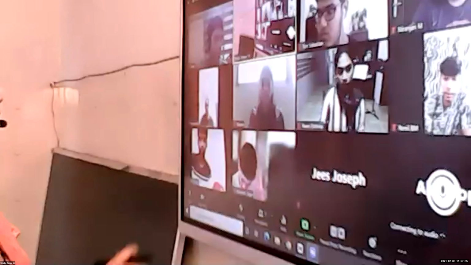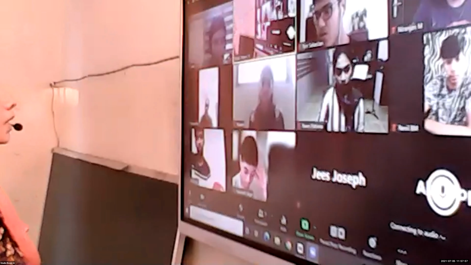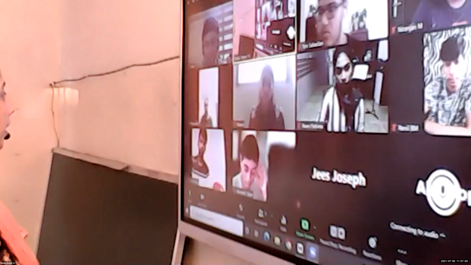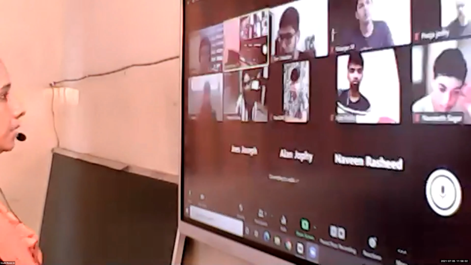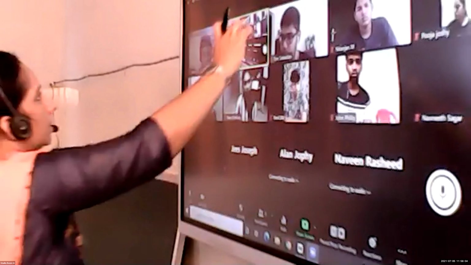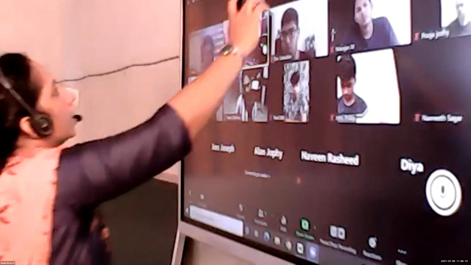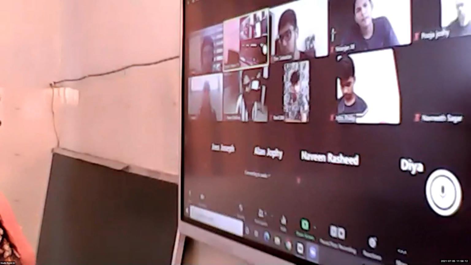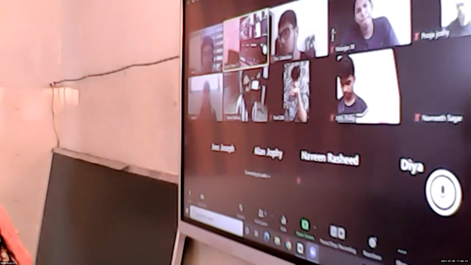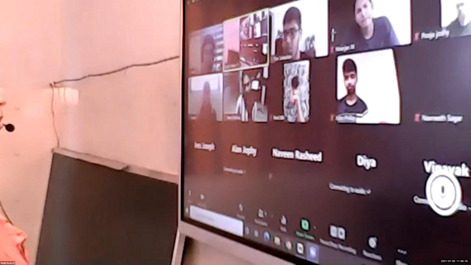Binary to octal, and octal to binary using the 3-bit table. Okay, for the conversion of octal to binary and hexadecimal to binary, we are using the 3-bit table and the 4-bit table.